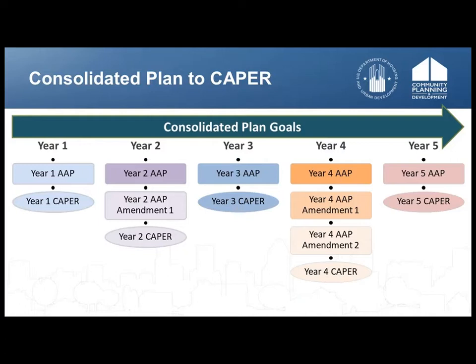But the main takeaway here is that you have your set of goals in the Con Plan. And then you're working on some or all of those in each of the action plans. And you can make amendments as needed. You always want to make amendments before you make the CAPER template.